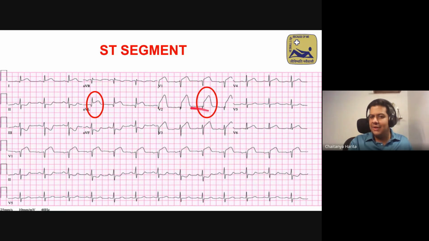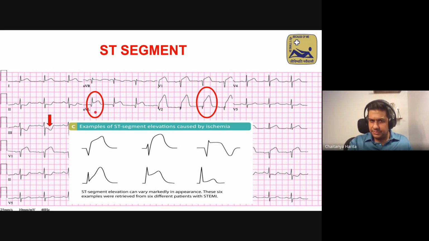So in the same ECG, you have two different patterns of ST elevation. You also have ST depression. These are called reciprocal changes, which I'll teach you in the next class, which is ST depressions. This is classical anteroseptal myocardial infarction.